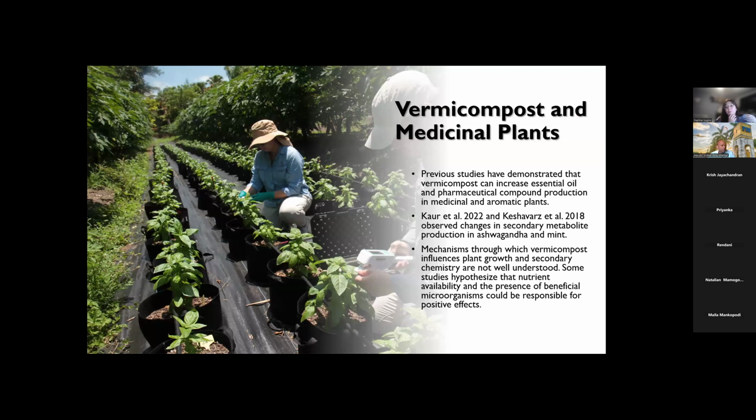In previous studies, vermicompost has shown the capacity to increase essential oil and also pharmaceutical compound production in certain medicinal plants and also aromatic plants. For instance, Kaur in 2022 observed an increase in total phenolics and also antioxidant potential in ashwagandha plants treated with vermicompost. Additionally, Caravas in 2018 saw a significant increase in essential oil yield in two different mint species after vermicompost application.